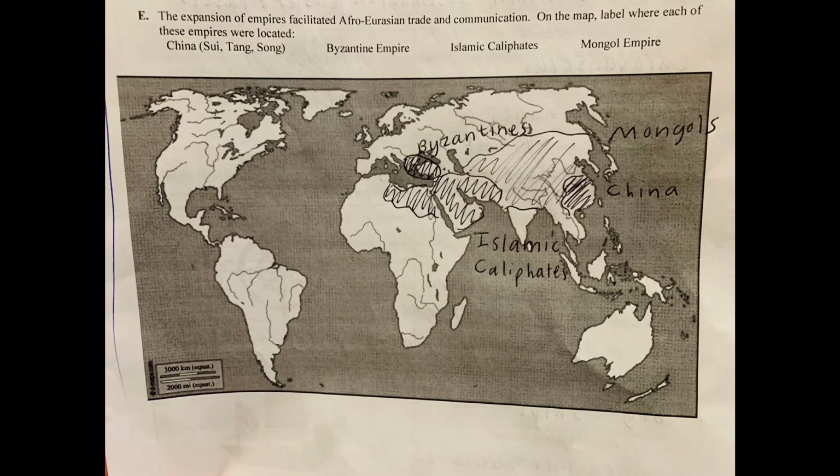Maps are hard for me to describe to you, so I'm gonna hold up my map. So basically, it's asking you about the geographic locations of empires. So your empires are China, the Sui Tang Song. Obviously, that's going to be in East Asia. The Byzantine Empire, which is going to be in kind of Eastern Europe, where like Greece and Turkey are. The Islamic Caliphates, which is really going to be most of North Africa and the Middle East.